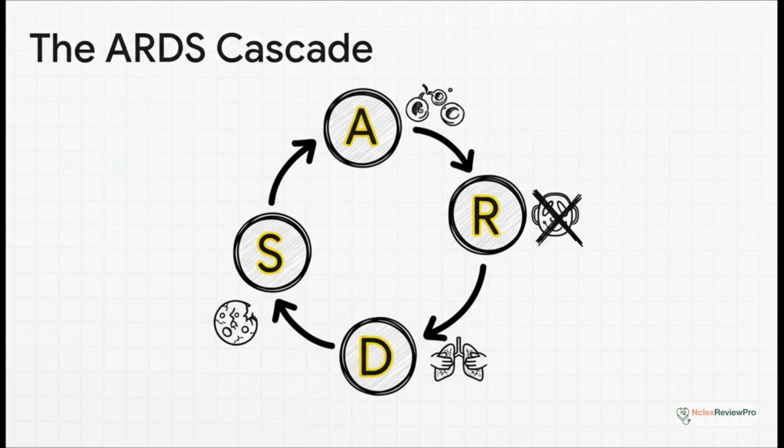R stands for that hallmark refractory hypoxemia. D is for decreased lung compliance, meaning the lungs get super stiff and hard to inflate. And S is for the surfactant cells being damaged, which is what kicks this whole vicious cycle off.